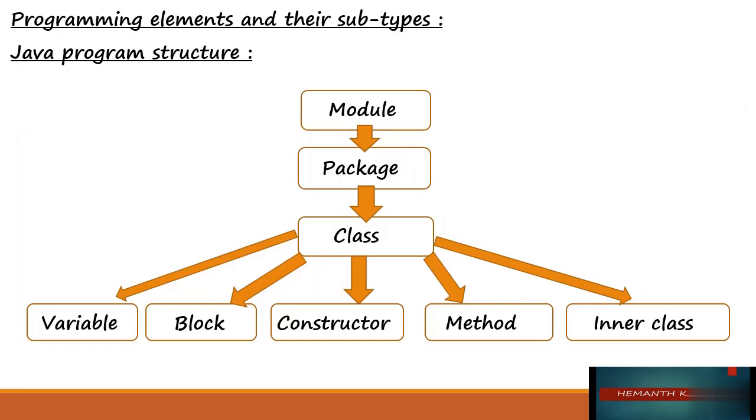So this is the structure of our Java program. Module consists of packages. Packages consist of classes. Class consists of variable, block, constructor, method and inner class. So by seeing this structure we can understand how our Java programs are defined in the predefined APIs given by Sun Microsystems, or we can also develop them ourselves, like creating a module. Inside a module we can have multiple packages. Inside multiple packages we can have multiple classes, and each class will have variable, block, constructor, method and inner class.